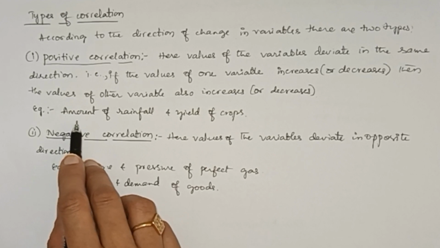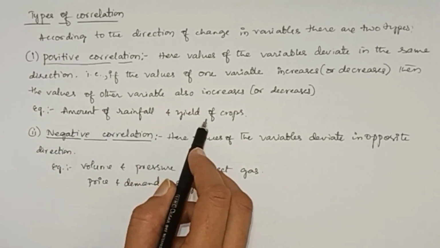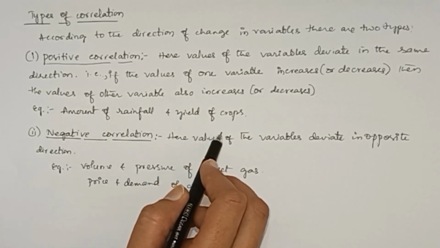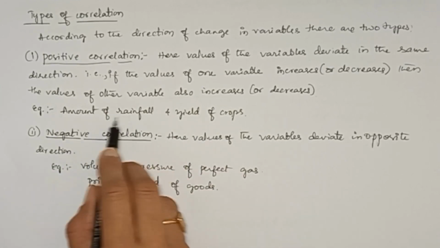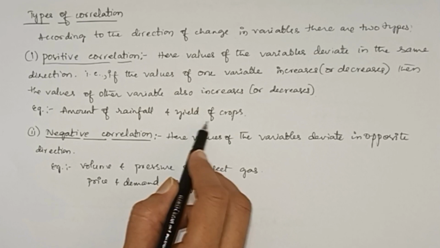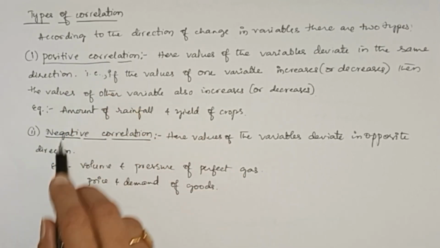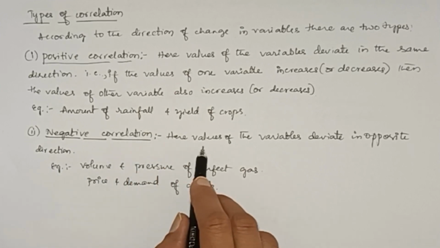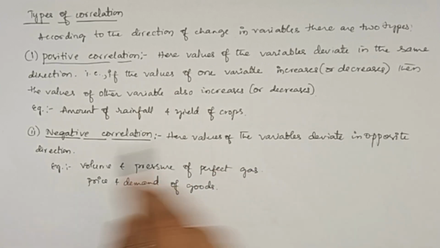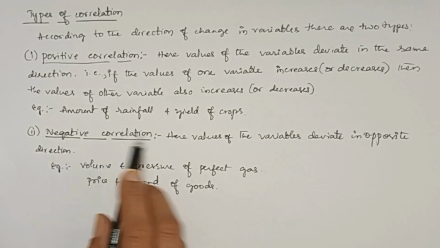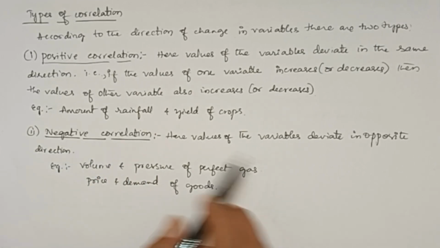See, for example, amount of rainfall and yield of crops. If the rainfall increases, then yield of crops also increases. If rainfall decreases, yield of crops also decreases. This is one example of positive correlation. Negative correlation means here values of the variables deviate in opposite directions. That means if the independent variable increases, the dependent variable decreases, and vice versa.